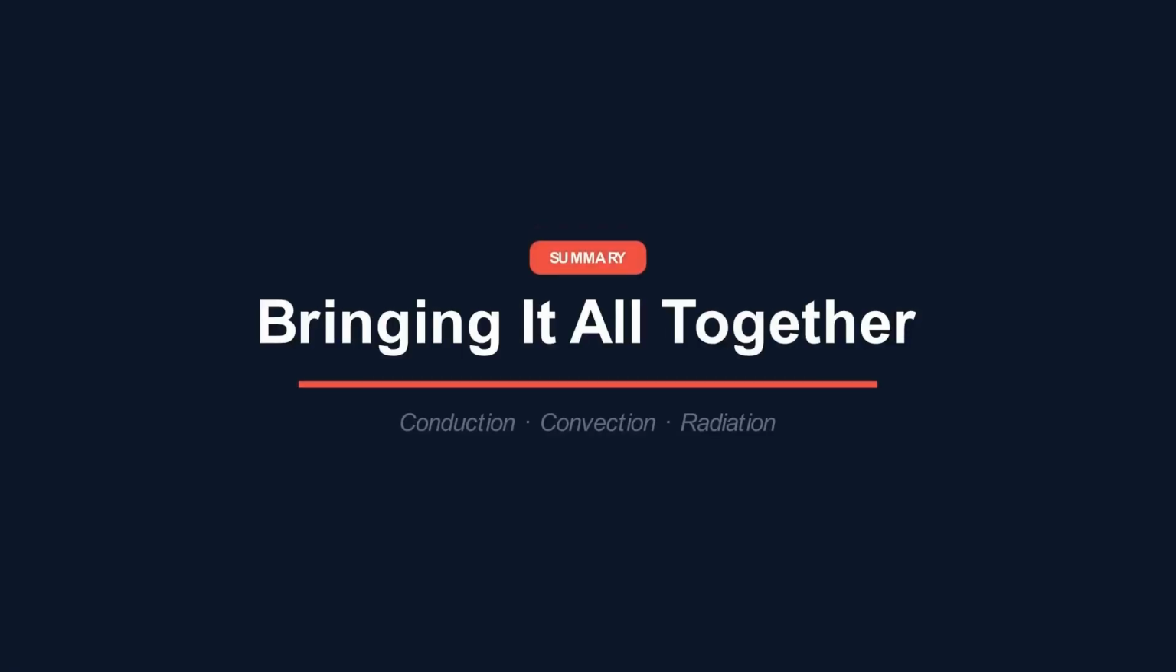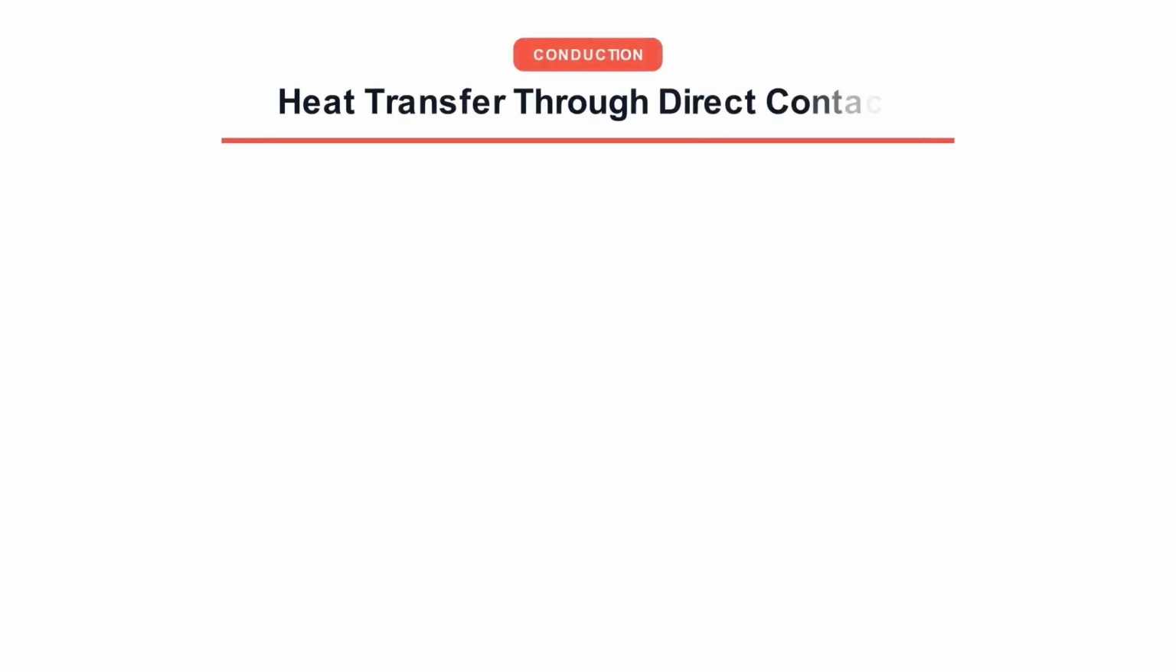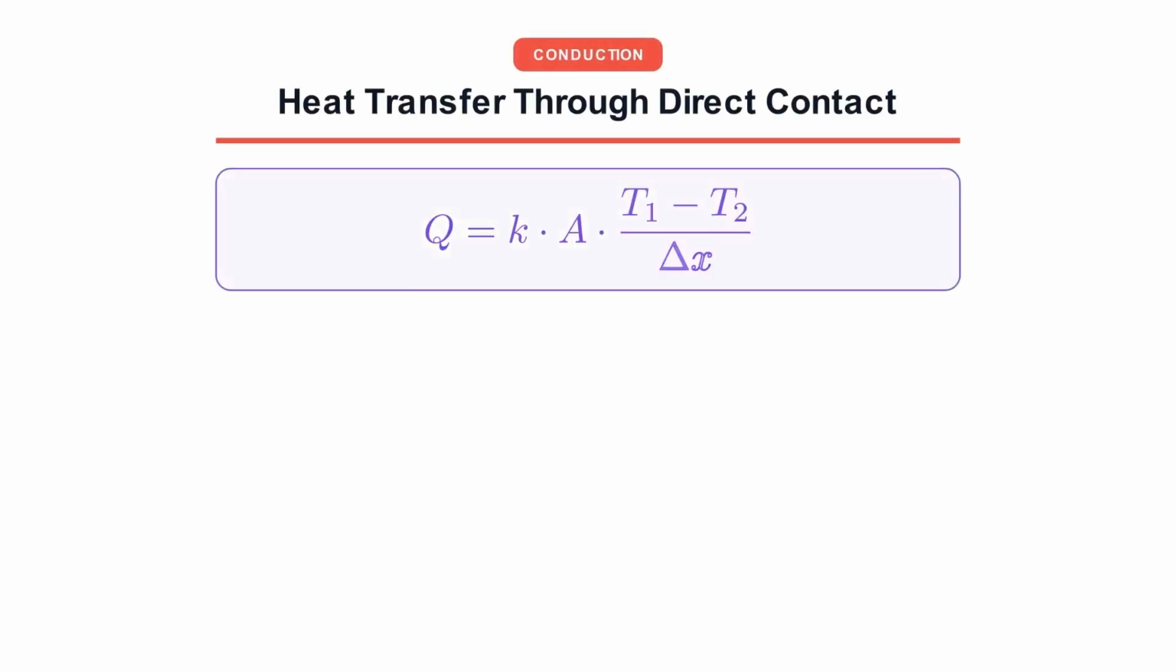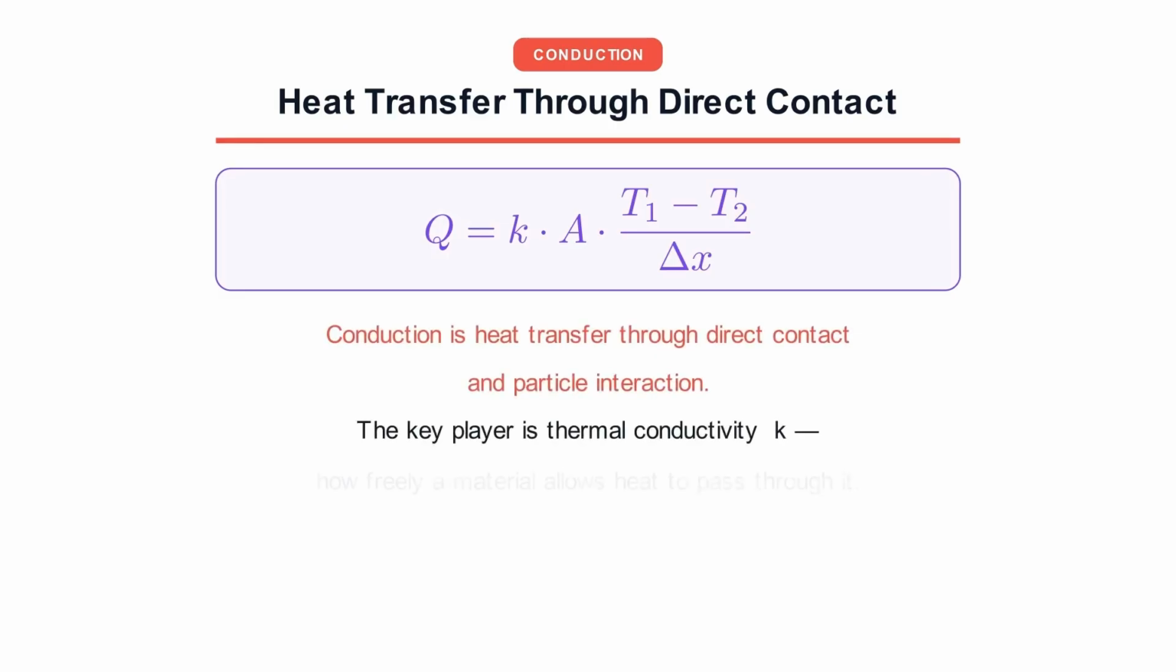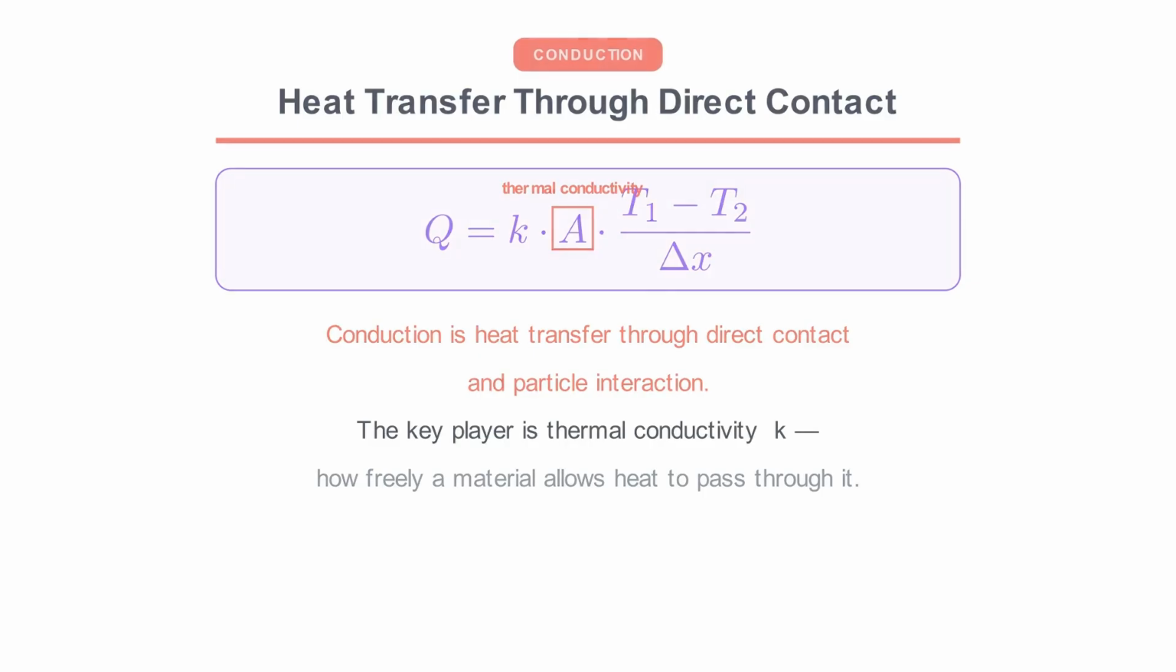Let's bring it all together. Conduction is heat transfer through direct contact and particle interaction. It follows Fourier's law. Q equals K times A times T1 minus T2 over delta X. The key player is thermal conductivity, K, how freely a material allows heat to pass through it.